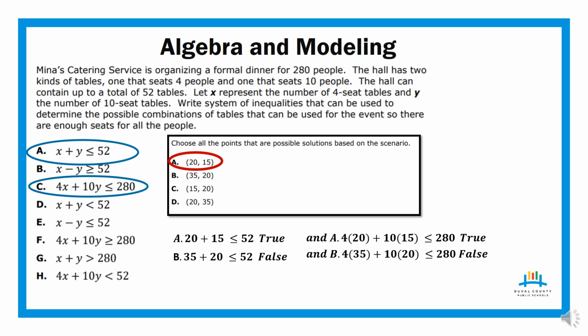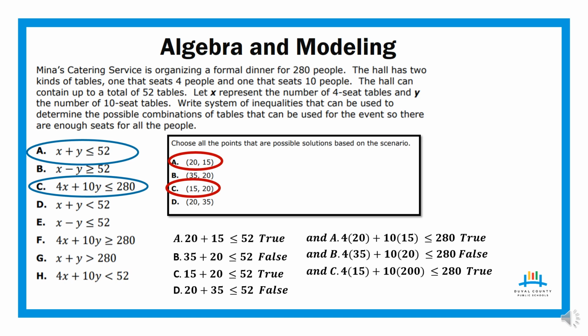Testing answer choice C, substituting in 15 for x and a 20 for y, 15 plus 20 is less than 52, so this point makes the first inequality true. Substituting this point into the second inequality, we have 4 times 15 plus 10 times 20 is 260, which is less than our 280, so this point makes both inequalities true at the same time, so we can select answer choice C. Testing answer choice D, 20 plus 35 is more than the 52 tables, so the point makes the inequality a false statement. Therefore, we will not select this point.